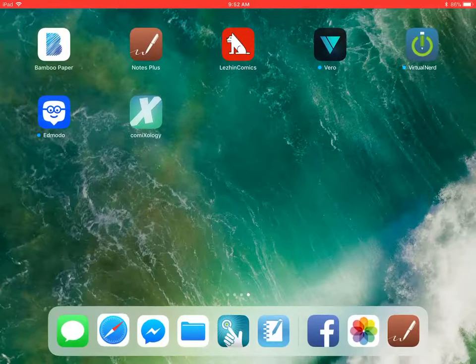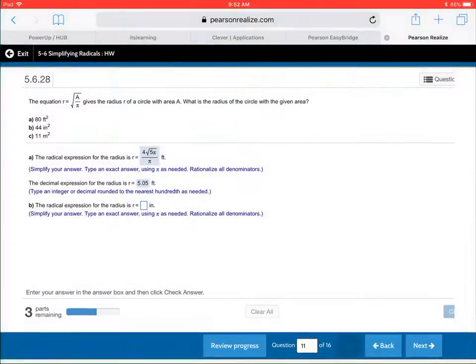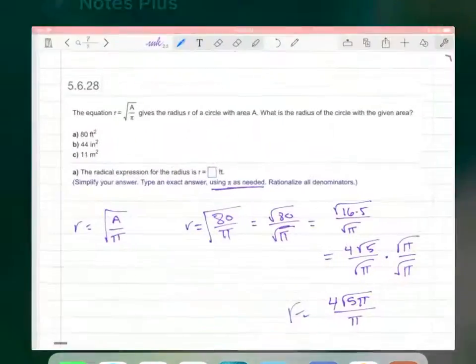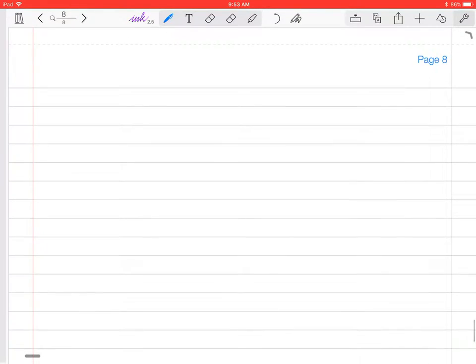Again, part B, we're going to do just like what we did before. Oops, wrong one. I don't know what happened to my image.